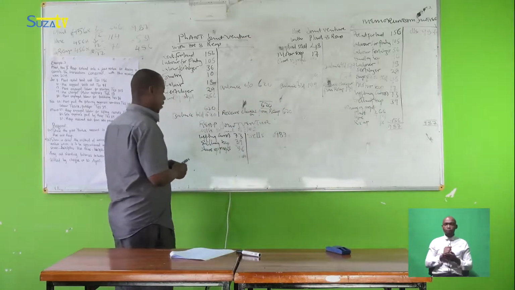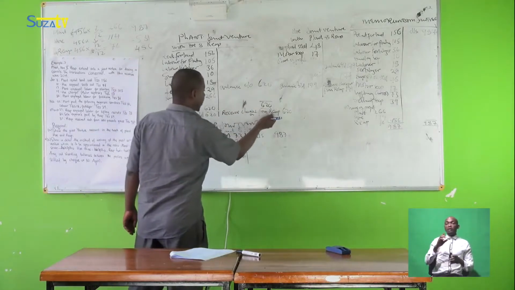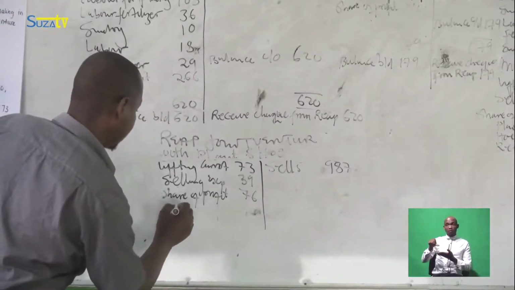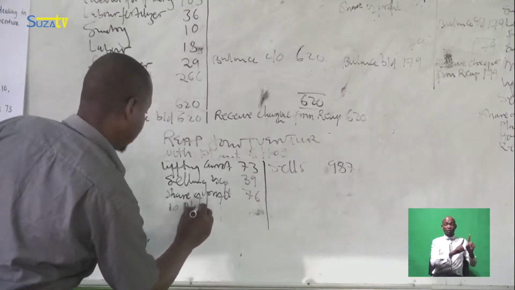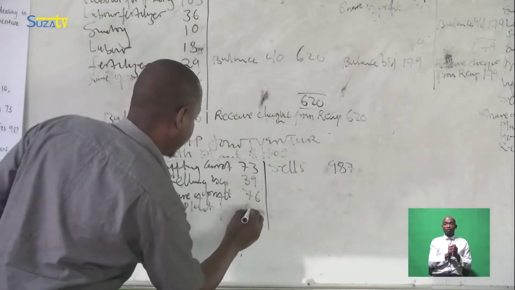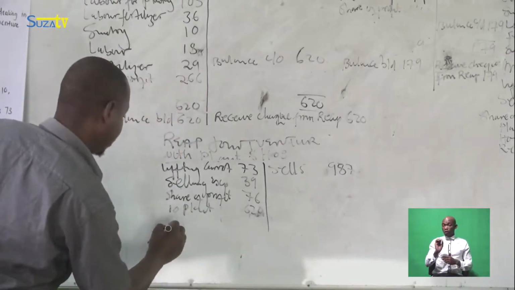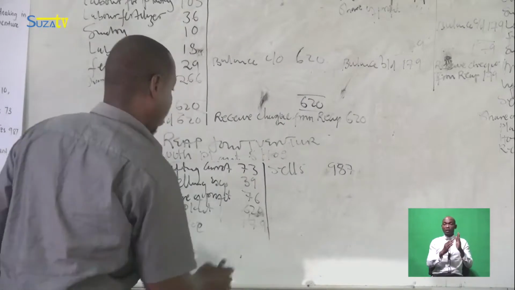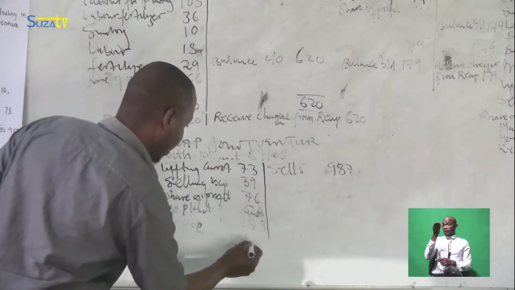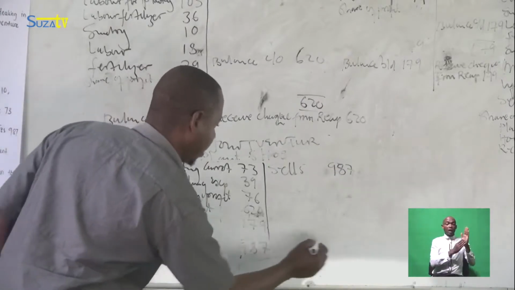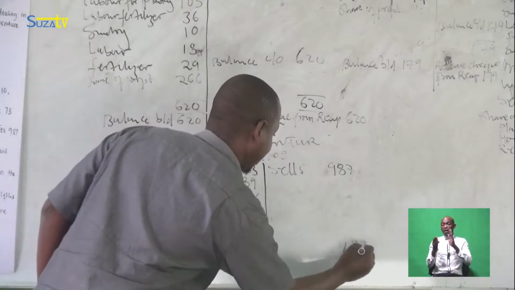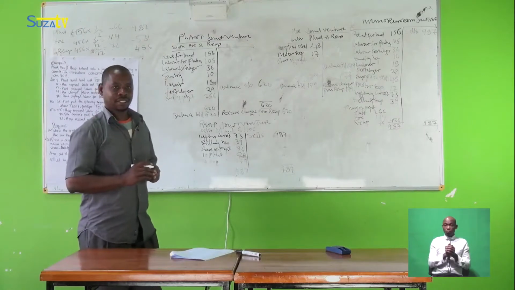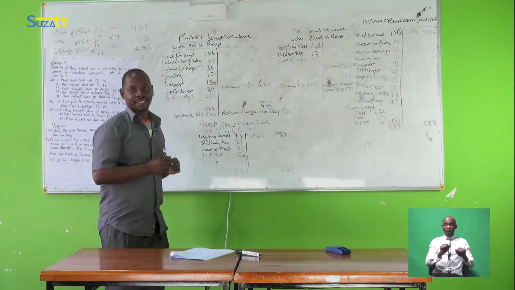Okay, then here is the credit side. You put it to the reap, payment to plant for 620, and then to hoe, 179. If you add here, you got 987, and here 987. This account should be balanced, or should give a nil balance.